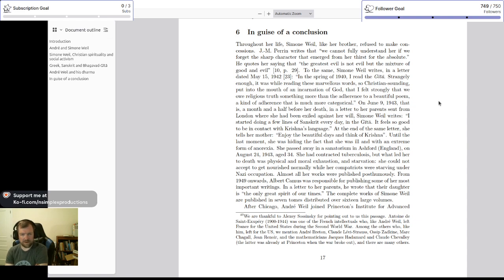From 1949 onwards, Albert Camus was responsible for publishing some of her most important writings. In a letter to her parents, he wrote that their daughter is the only great spirit of our times. The complete works of Simone Weil are published in 7 tomes distributed over 16 large volumes.